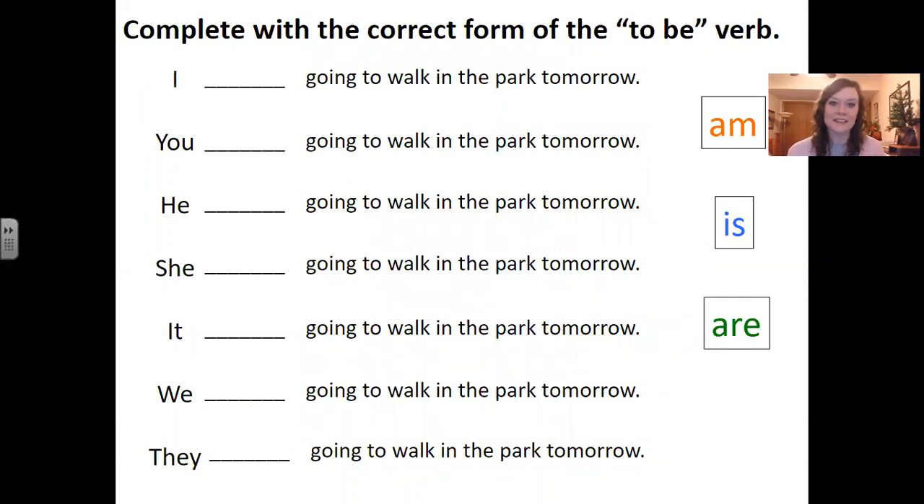One of the things we need to remember when we talk about the future with going to is using the to be verb. So the first practice today, we have to complete with the correct form of the to be verb. Remember, the to be verb is like am, is, and are. So we have to complete these sentences using am, is, or are. I want you to try by yourself first. Please stop the video to try by yourself.